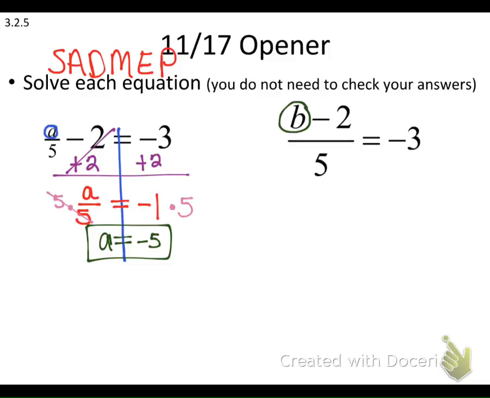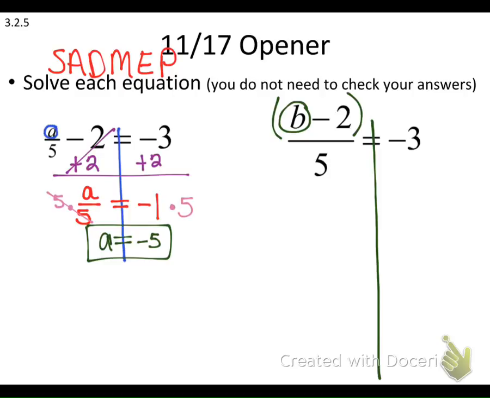Okay, so as always, I'm going to circle my variable. I'm going to draw my line of equality. Now this problem's a little bit different because it's not just showing division of one number. It's showing a set of numbers on the top and then one number on the bottom. So when you have a set of numbers or variables on the top part, what I like to do is go ahead and put parentheses around that.